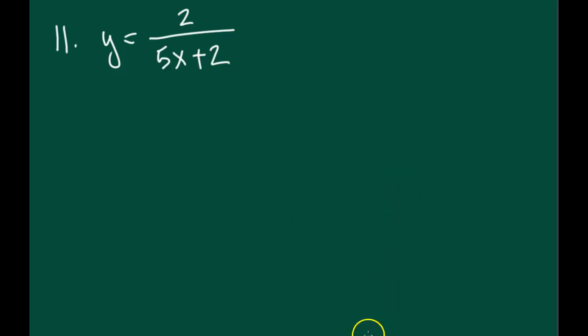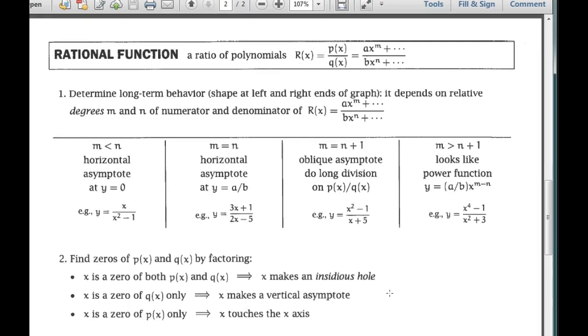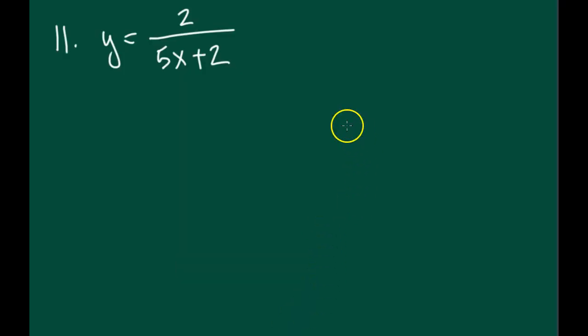Okay, number 11 is y equals 2 over 5x plus 2. Okay, now we have the extensive handout, this one, that tells you all this stuff that you can and should do with rational functions, but we don't always need all this detail. I want you to see that I can actually use transformations, the familiar stuff that we had the first week of class, to understand this graph.